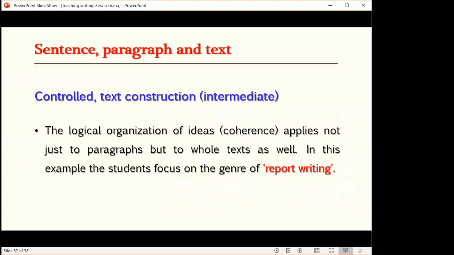Now the control or test construction. This is more specifically for intermediate students. Now the logical organization of ideas, coherence, applies not just to paragraphs, but to whole tests as well. In this example, the students focus on the journal report writing. Notice, this is the focus of the activity, to identify the journal, a report. They are going to write a report.